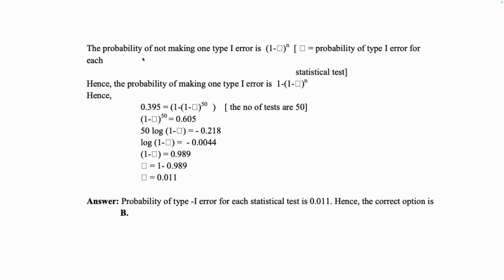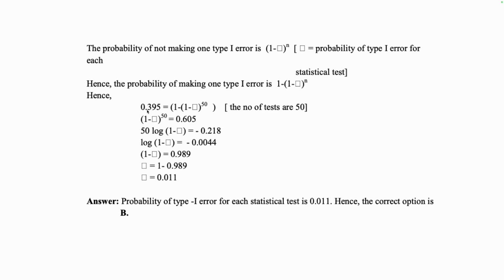So in the question, the probability of not making a type 1 error is 1 minus the probability of type 1 error for each statistical test. So what would be the probability of making one type 1 error? It would be 1 minus the probability of not making a type 1 error, to the power of the total number of statistical tests. So in this question, what is given? We are given the probability of making one type 1 error when we are doing 50 statistical tests, which is 0.395.